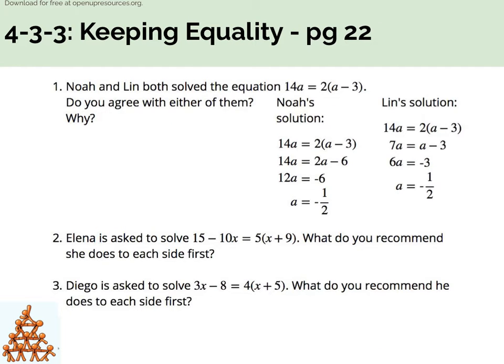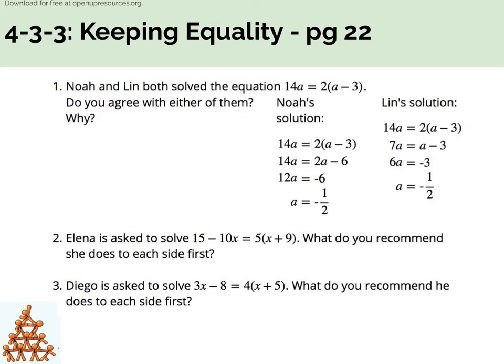All right, let's go ahead and turn to page 22. On page 22, it has Noah and Lynn both solved the equation 14a equals 2 multiplied by a minus 3. Do you agree with either of them and why? So I want you to look through what Noah and Lynn did and see if you agree or disagree with them. So pause and then come back to me.